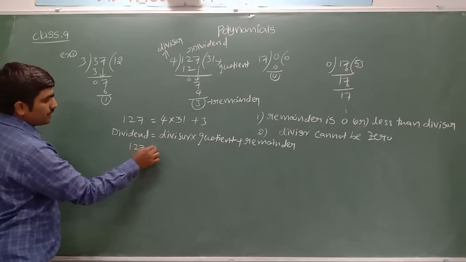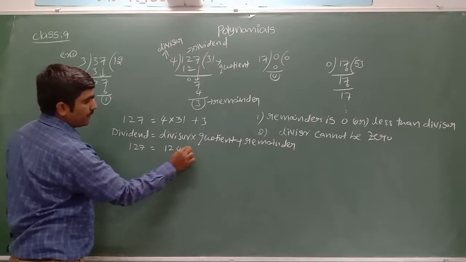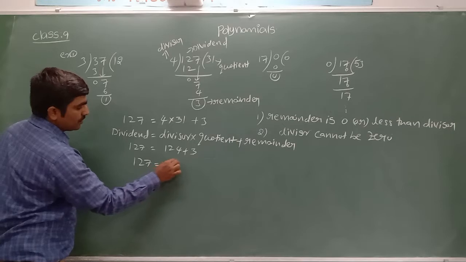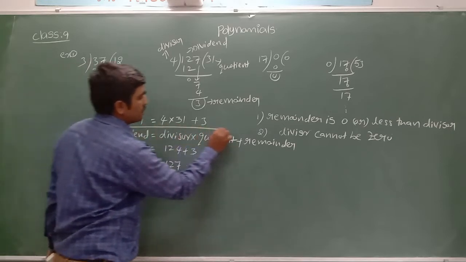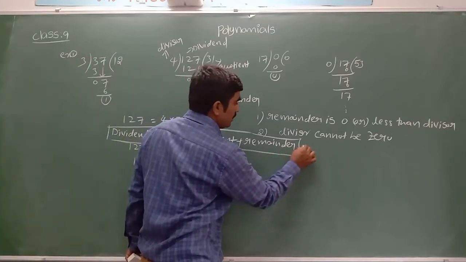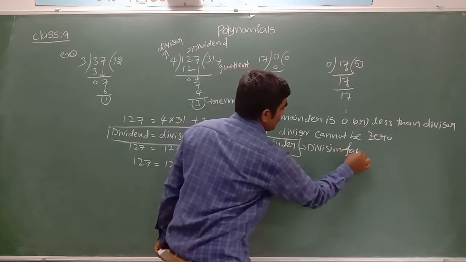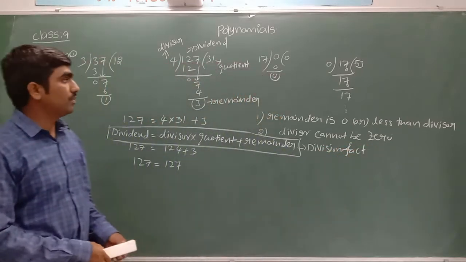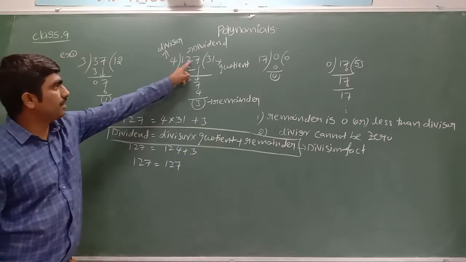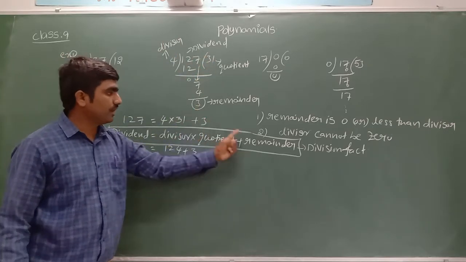Dividend 127 is equal to 4 into 31. 4 1s are 4. 4 3s are 12. Plus 3. 127 is equal to 124 plus 3, how much? 127. Yes. So what can we call this? We call it the division fact, or we can say the division algorithm also. For every division, this condition is applicable. What is the condition? Dividend is equal to divisor into quotient plus remainder.